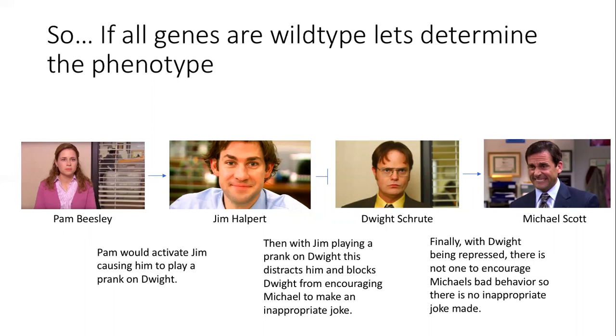To understand the phenotype, if all the genotypes are wild type, we look at the developmental network. Pam would activate Jim, Jim would inhibit Dwight by playing a prank, and with Dwight being repressed and distracted by Jim's prank, Michael would not be encouraged by Dwight to make an inappropriate joke or comment.